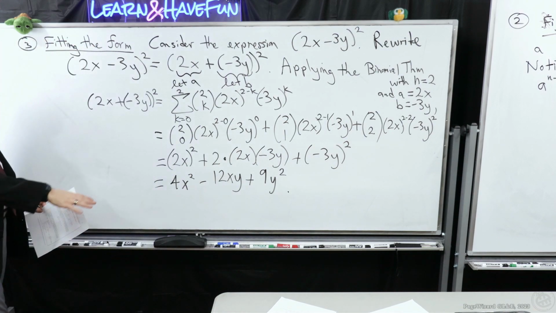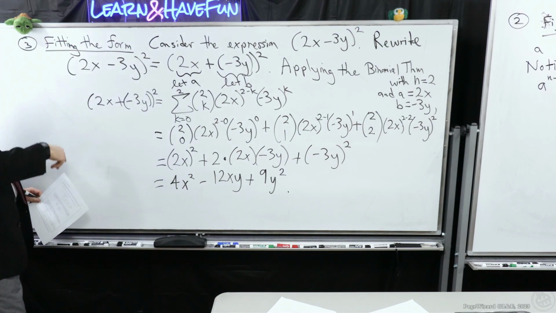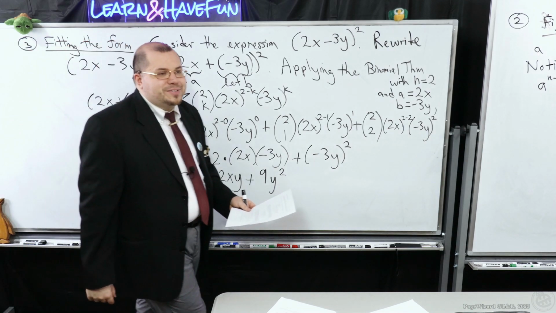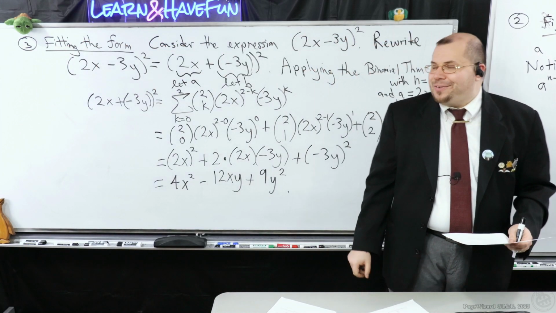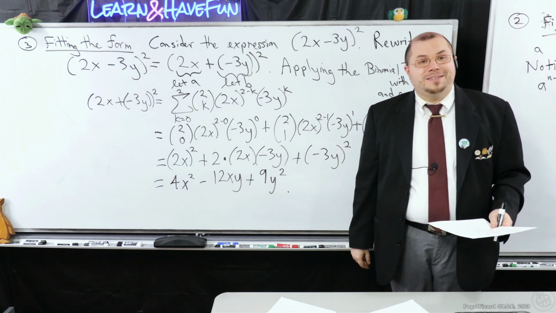So now we've received a form based on this. So this is how you could expand using the binomial theorem. So sometimes you might want to try fitting the form into the binomial theorem.